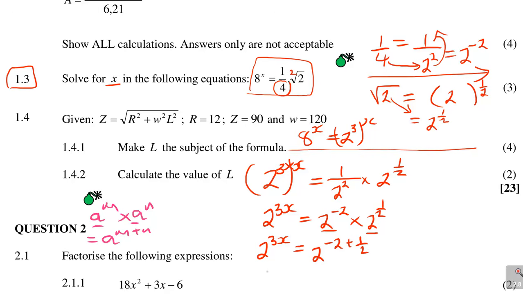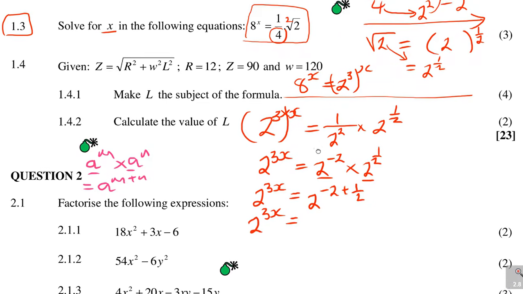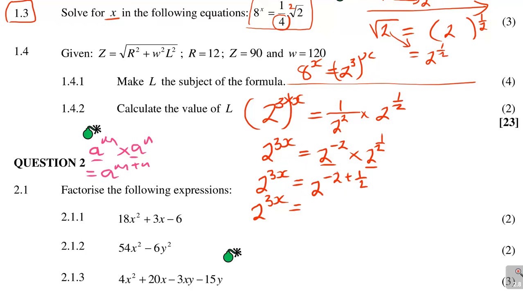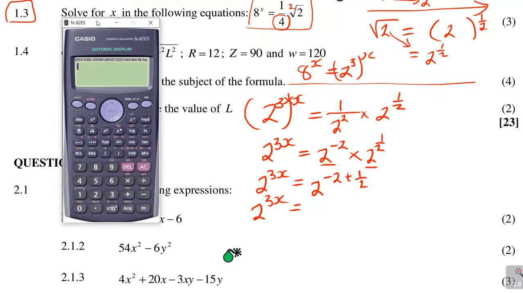So you've got 2 to the power of 3x is equal to, just to continue working on this, minus 2 plus half. I think it's negative 1.5, but let me just use a calculator. I always try to use my calculator as much as I can to avoid relying on my general knowledge, because you exhaust your mind if you try to work mentally. Just rely on the calculator, because there is a long way to go.